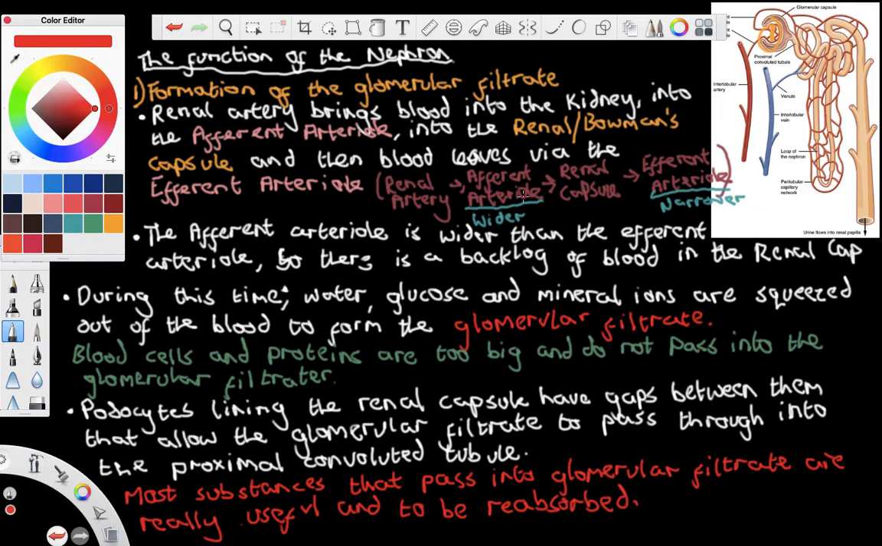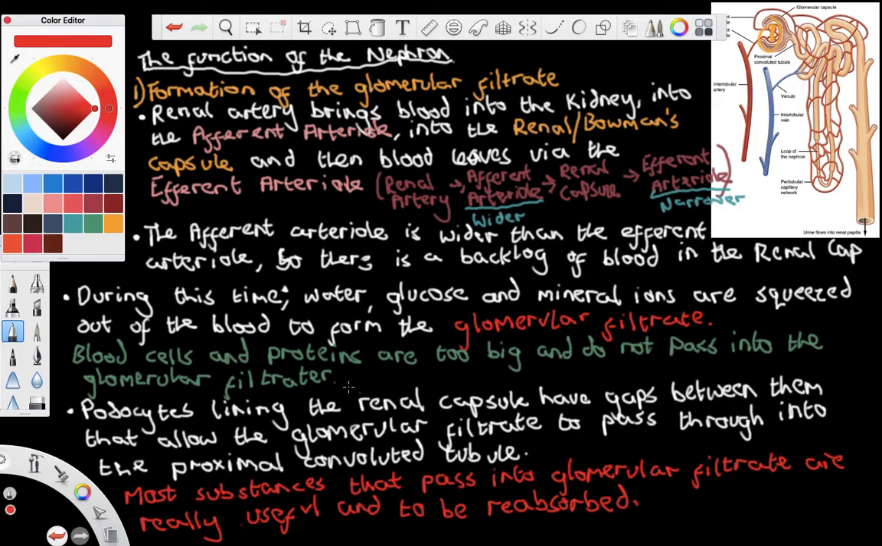The important point here is that the afferent arteriole has a wider lumen than the efferent arteriole. Therefore, what this means is the blood remains in the renal capsule. It pools in the renal capsule because it can't leave very quickly. More blood is coming in than it can leave. During this time, water, glucose and mineral ions are squeezed out of the renal capsule to form what's known as the glomerular filtrate. So these molecules leave the blood, okay? Blood cells and proteins are far too big and they remain in the blood. They cannot become part of the glomerular filtrate.